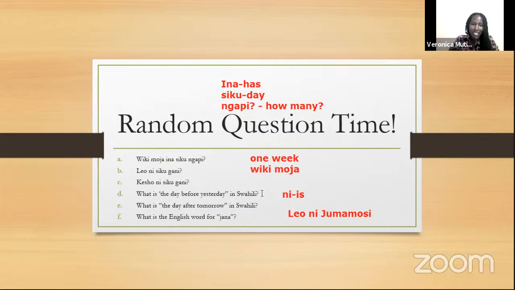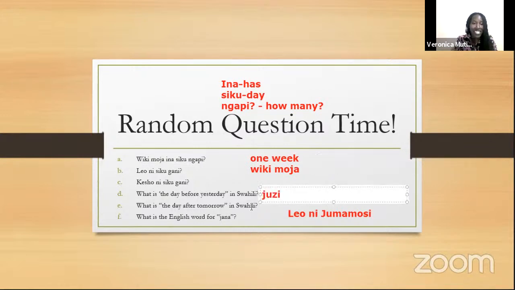I don't know who remembers this. I know it could be a hard one. How do we say the day before yesterday in Swahili? Who remembers? So the day before yesterday in Swahili is juzi. Juzi, for the day before yesterday. Very simple, juzi, a very short word.